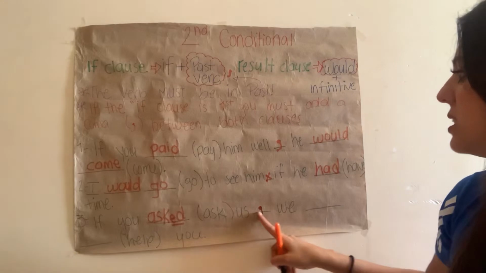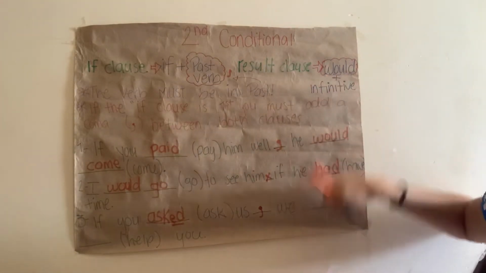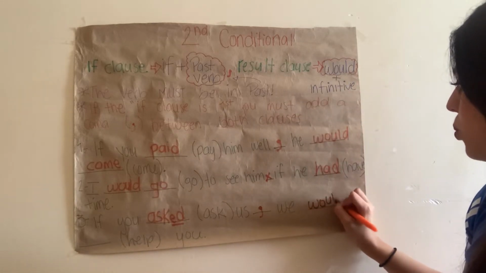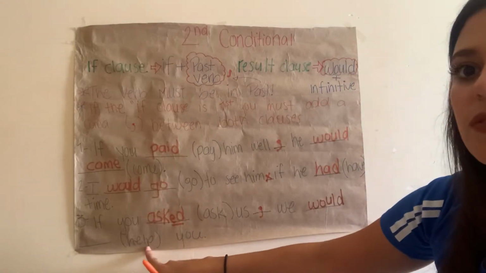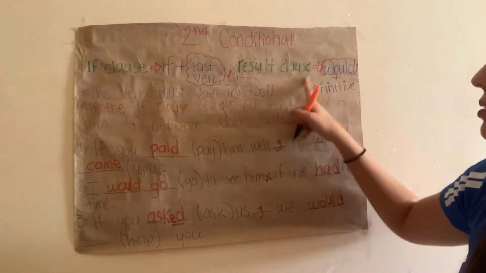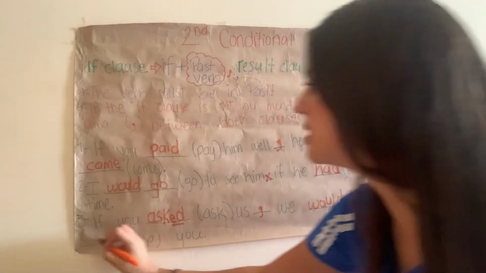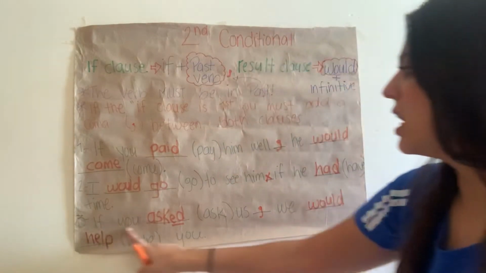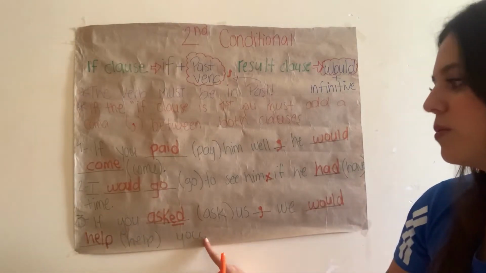If you asked us, we, this is my result clause. We, magic word, we would. And the verb, what's the verb right here? Help. Remember, we do not change the tense of the verb here, so it stays the same. If you asked us, we would help you.